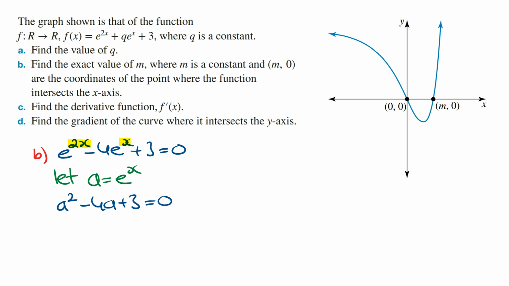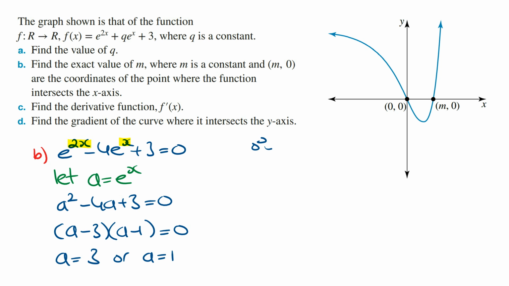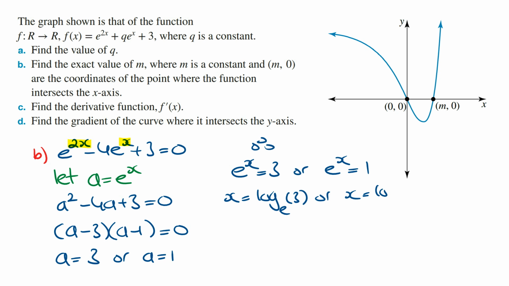And so factorizing this, we're going to get a minus 3 times a minus 1 is equal to 0. Solving for a is going to equal 3 or a is equal to 1. And so therefore this means that e to the x has to equal 3 or e to the x has to equal 1. Solving for x, we take the log of both sides, and so this means that x is equal to log e of 3 or x is equal to log e of 1. We know that log e of 1 is equal to 0, and so this is going to be 0.